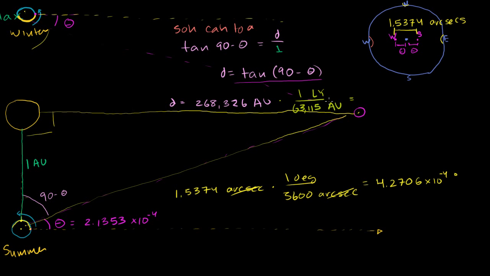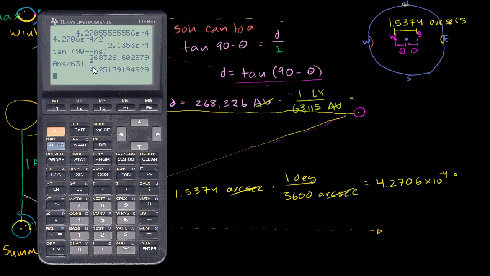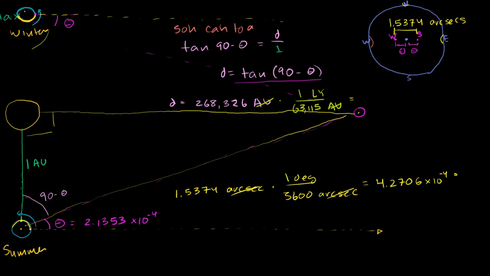So the AUs cancel out, this quantity divided by that quantity in light years. So let's take this number that we just got, divided by 63,115, and we have it in light years. And so it's about 4.25 light years. I'm messing with the significant digits here, but just a roundabout answer, 4.25 light years.